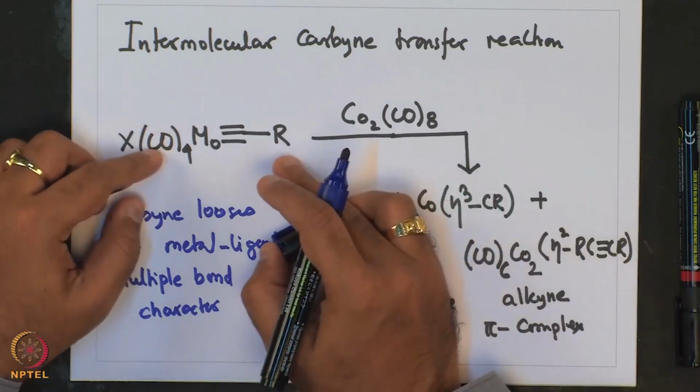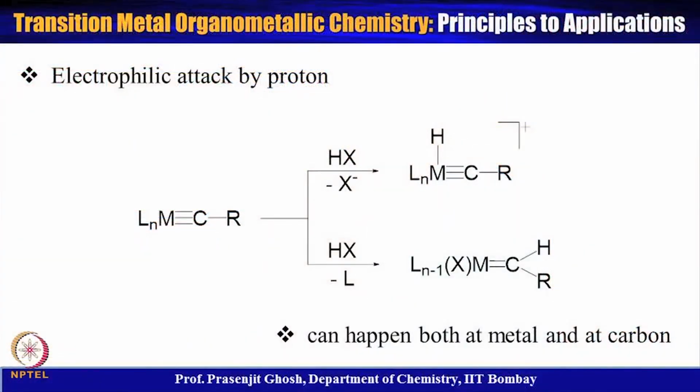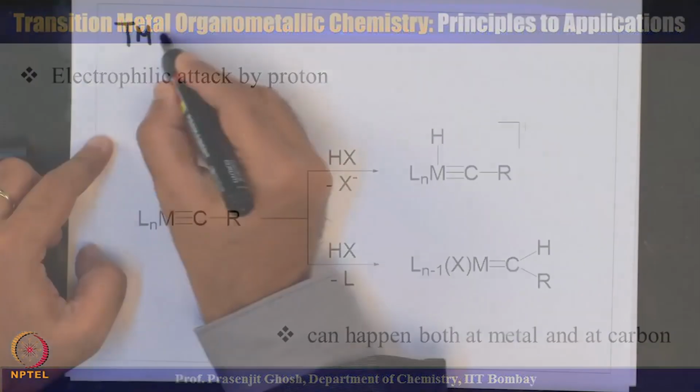Now, this kind of metathesis type reaction was also noted for the corresponding carbene counterpart, where olefin was formed from this kind of reaction. So, we do see that there is a parallel reactivity of transition metal carbene and transition metal carbyne complexes for this kind of carbene transfer or carbyne transfer reactions. These transition metal carbyne complexes also undergo electrophilic attack by proton.